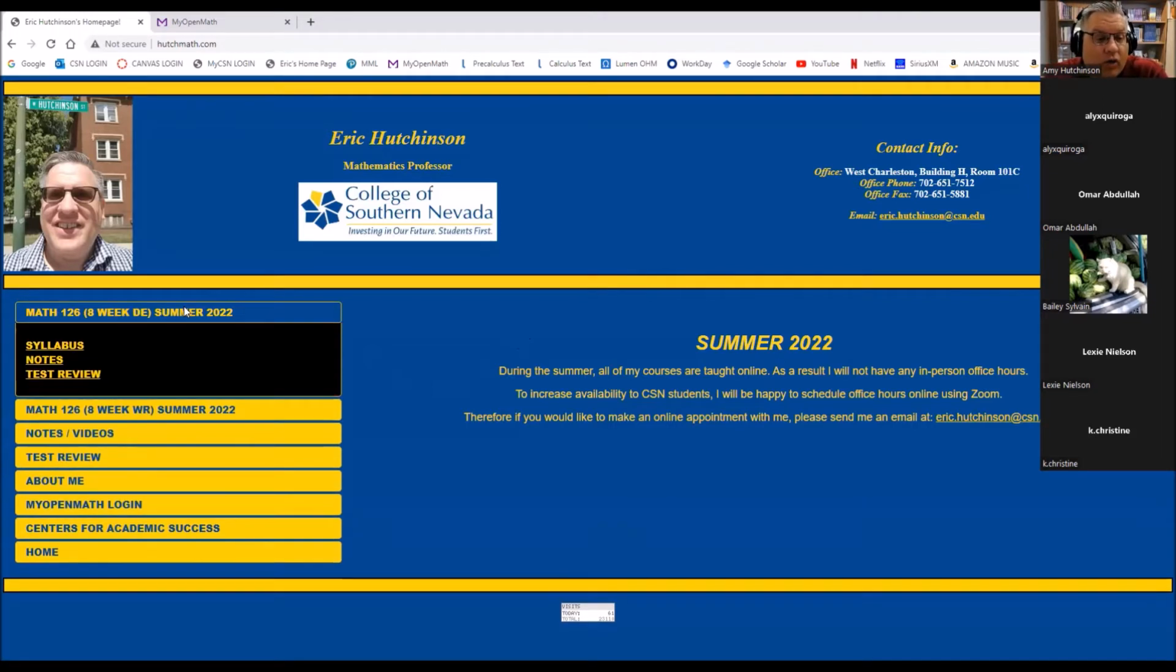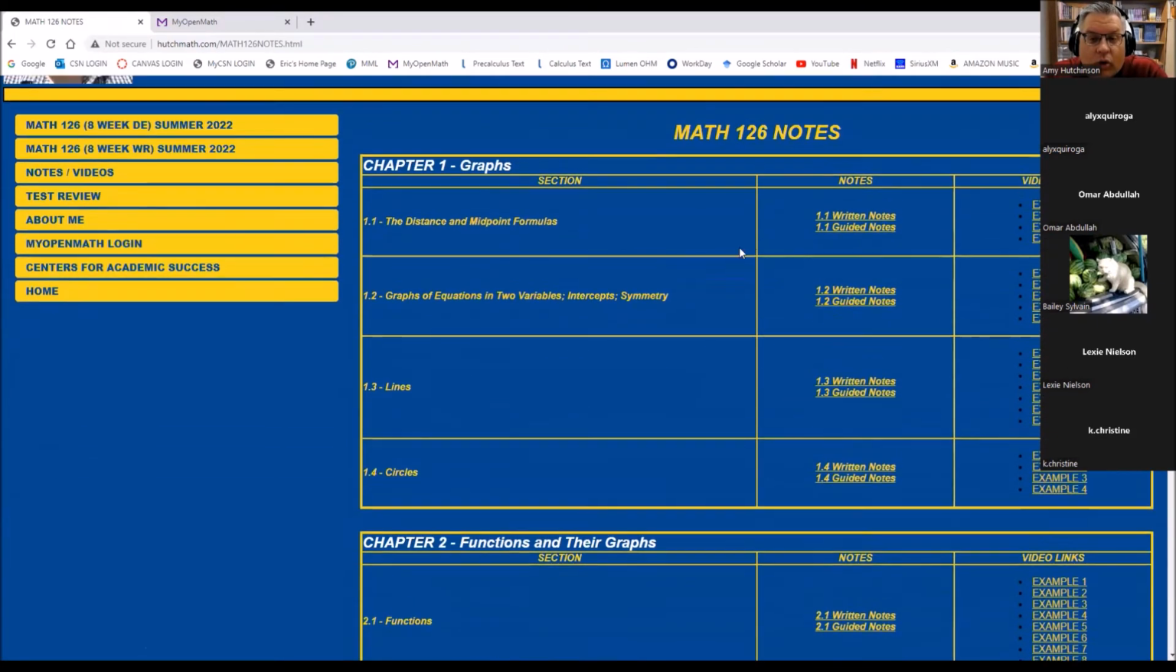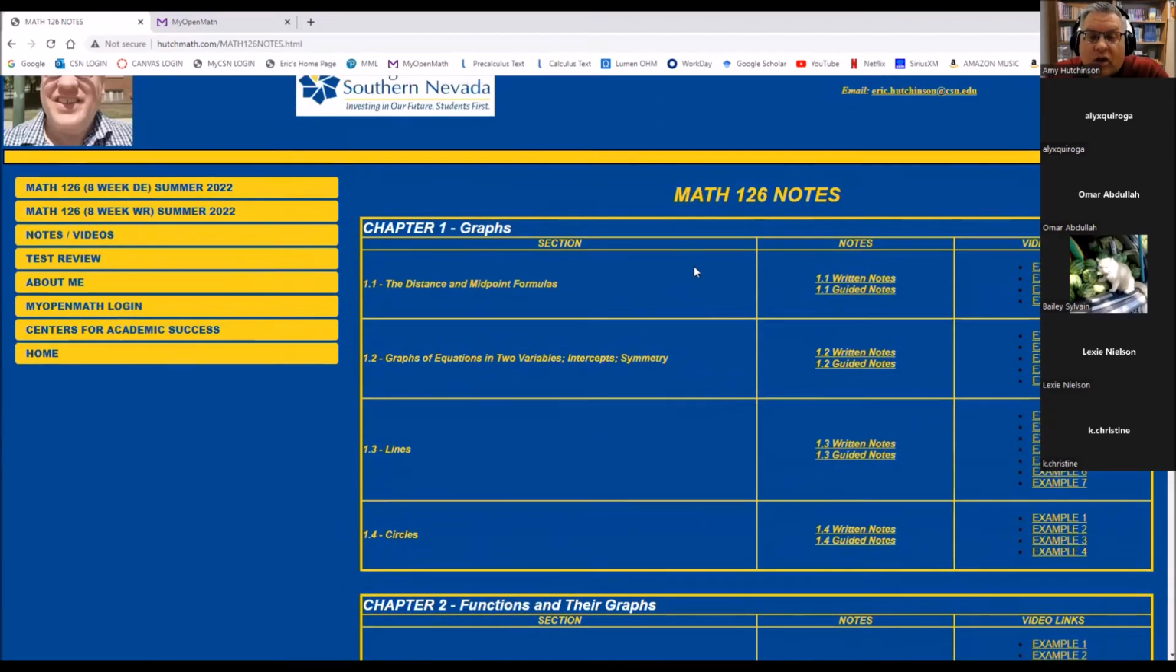So if you click on either one of those, it doesn't matter. You'll be able to get the syllabus, but then also you'll be able to get the notes page. If you click the notes page, it's going to take you to where you can get all the written notes and also the guided notes we have for this course. When I do these problems from home, I'll be writing on the PDFs. I'm going to be using the guided notes version.